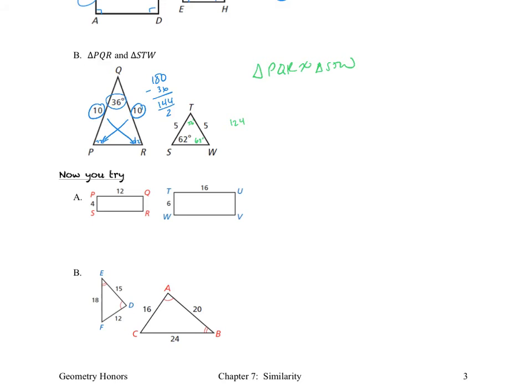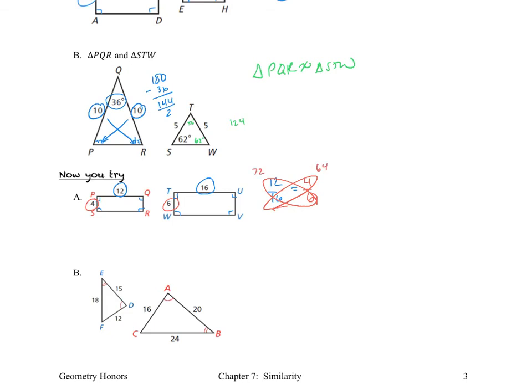Now you try. You should never assume in geometry, so I'm going to tell you that these are rectangles. So again, I know that all the angles are congruent already. Let's check our side lengths to see if they're proportional. So PQ to TU, that would be 12 over 16, is equal to 4 over 6. And let's just double check.